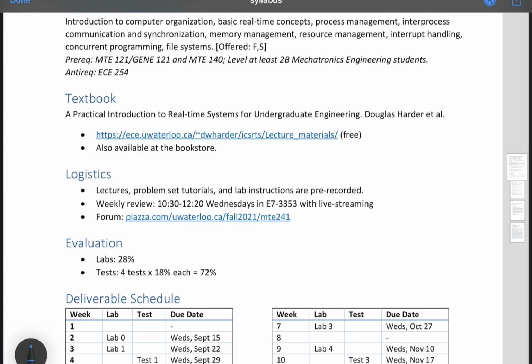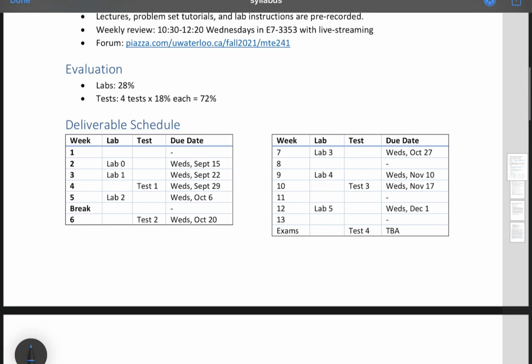We have an online forum for questions, and that is Piazza as usual. There's the link. The evaluation, the labs are worth 28%. I'd actually like to make them worth more, but I looked at the lab average last term and I think it was 98.25, so I can't make it worth too much, or I have to make the tests unreasonably hard. There are 4 tests. They have a weight of 18% each for a total of 72%. I'll give you more details on the labs and the tests shortly.